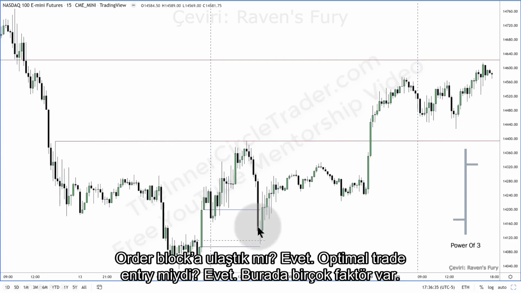Did we go below it? Yes. Did we go inside the imbalance? Yes. Did we take out a short-term low? Yes. Did we hit an order block? Yes. Was it an optimal trade entry? Yes. Lots of factors there.